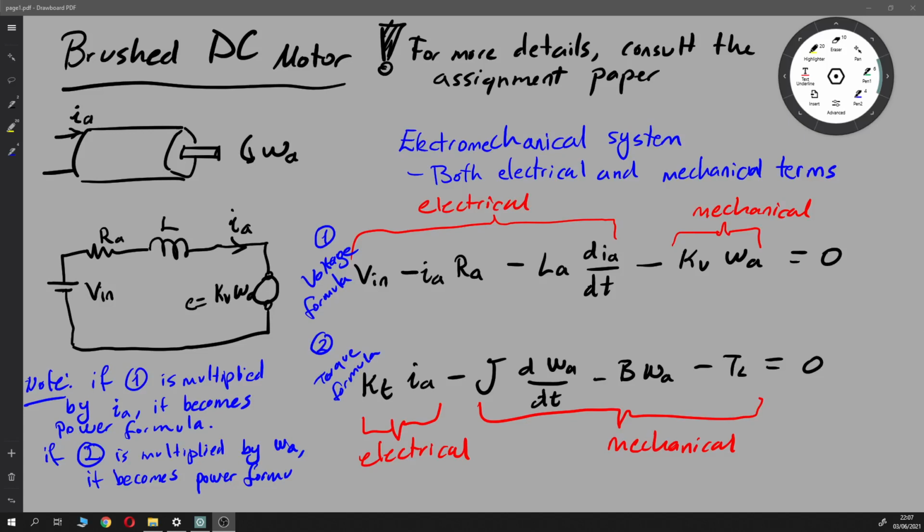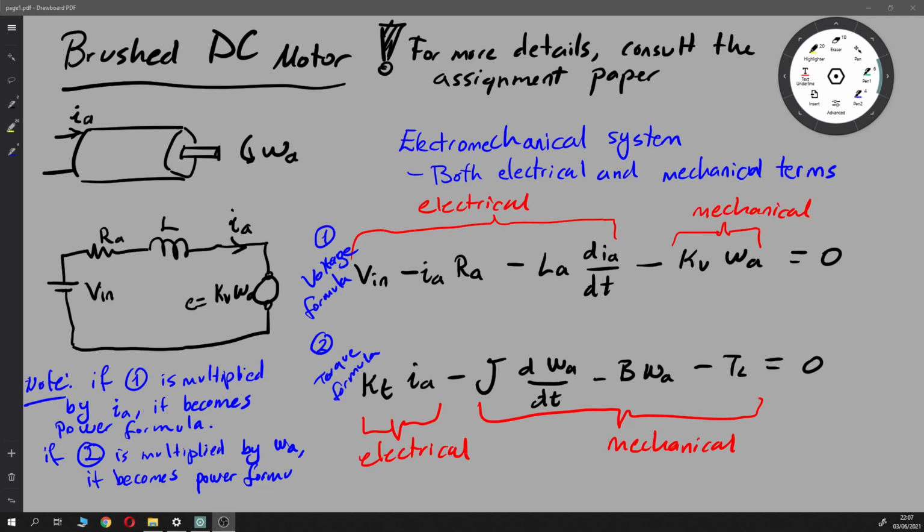Hello, in this video I will show you how to find out the parameters of a DC motor using the datasheet parameters of the motor. We will find out the parameters using a no load test, and also we can find them using a blocked rotor test. And for more details, you can consult the assignment paper about this topic.